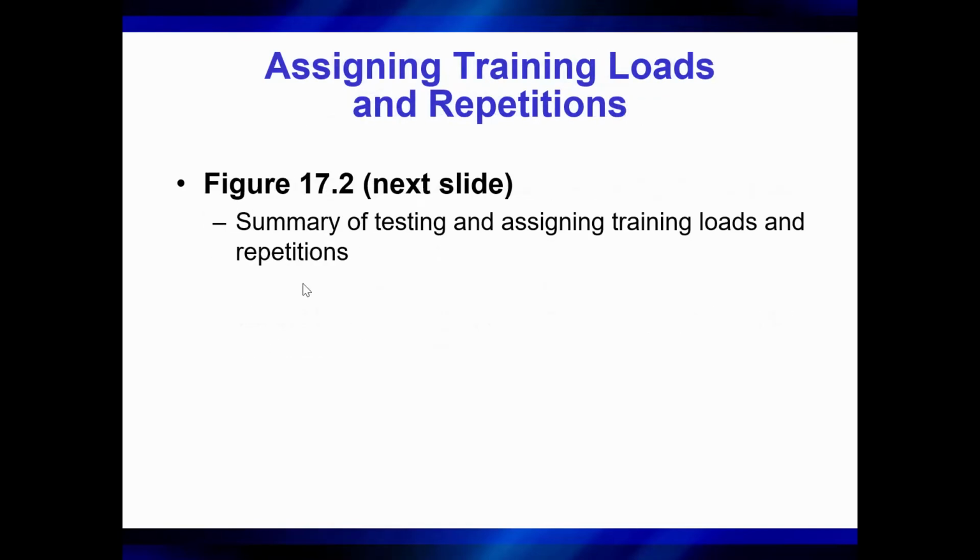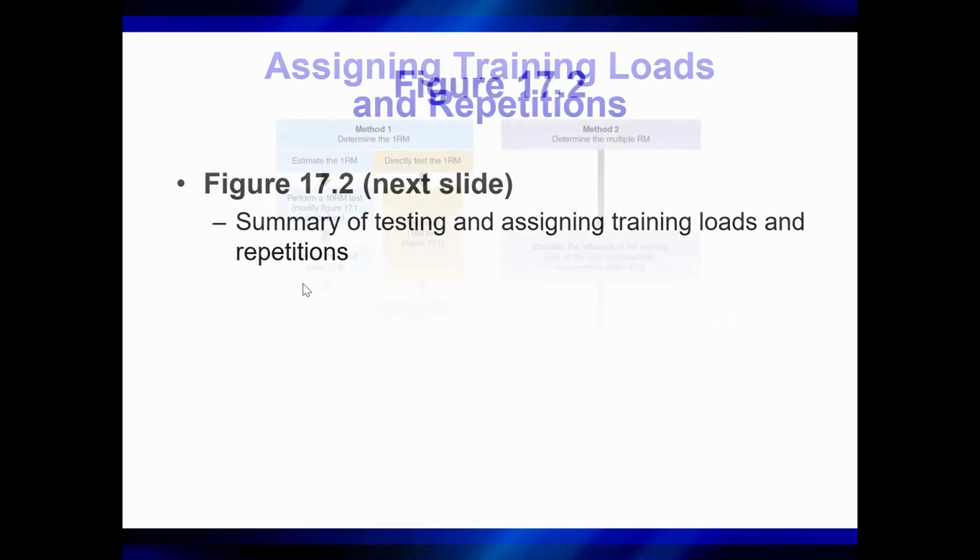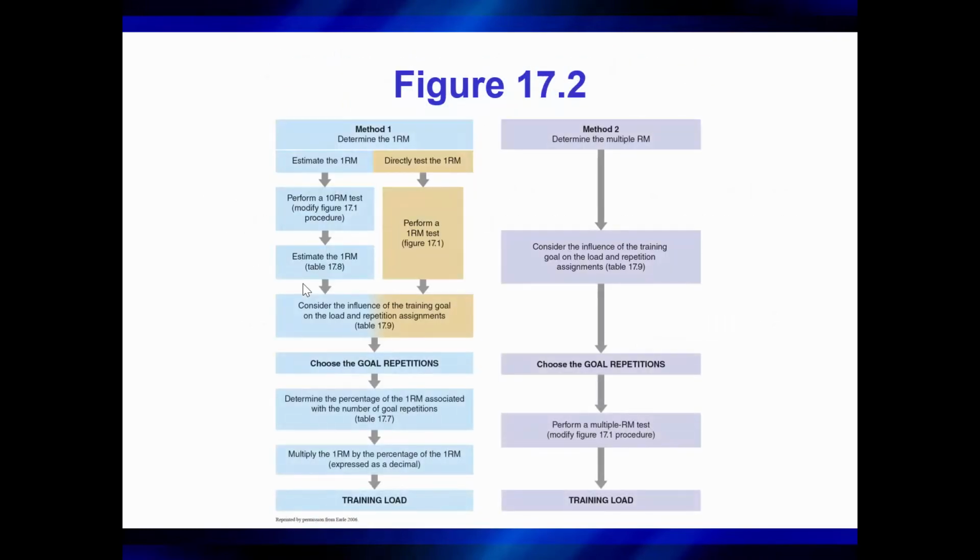So if we look at 17.2, we'll see the testing and assigning training loads based off of repetition. I'll let you work through here: you determine the 1RM, you perform the test to either get the 1RM or estimate it. Then you consider the influence of the training goal on the load and repetitions. You choose the goal repetitions to match what you're trying to do. You determine the percentage of 1RM associated with the number of goal repetitions by looking at table 17.7. Multiply the 1RM by that percentage, expressed as a decimal, and that gives you your appropriate training load.